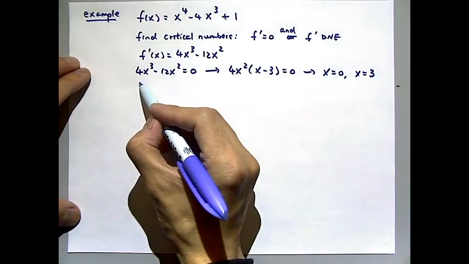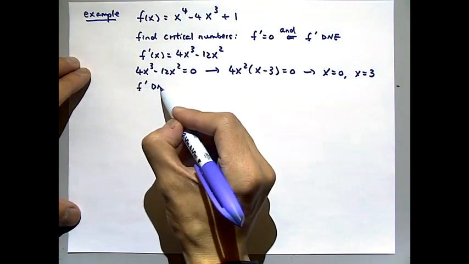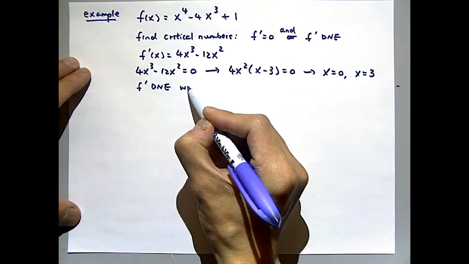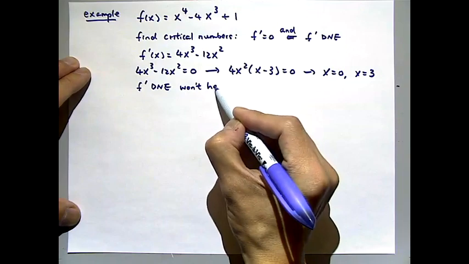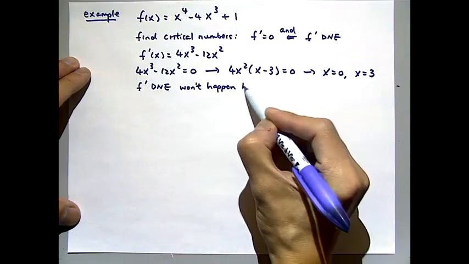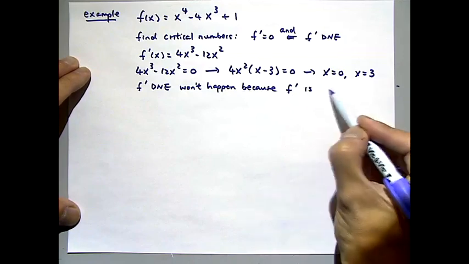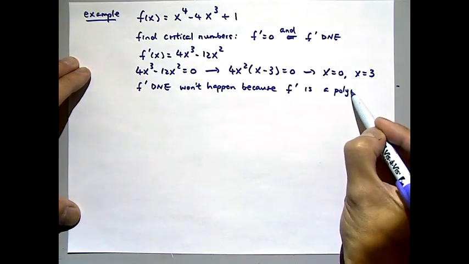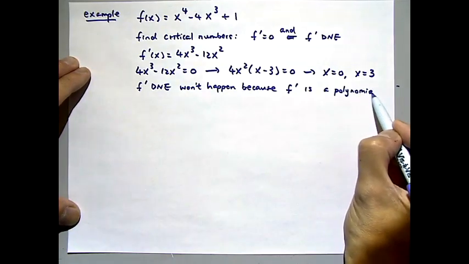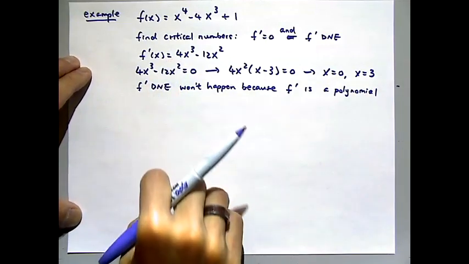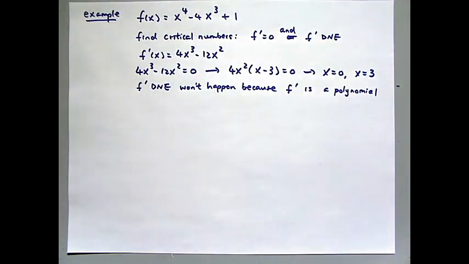And by the way, f prime does not exist. It's not going to happen, because f prime is a polynomial. Right? 4x cubed minus 12x squared. A polynomial is always defined for any value of x. So the only two critical numbers we get are 0 and 3.